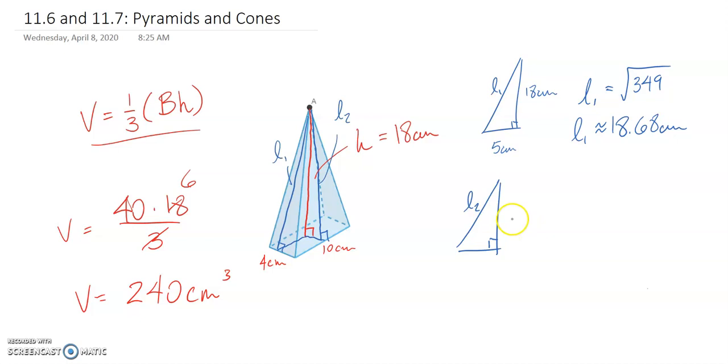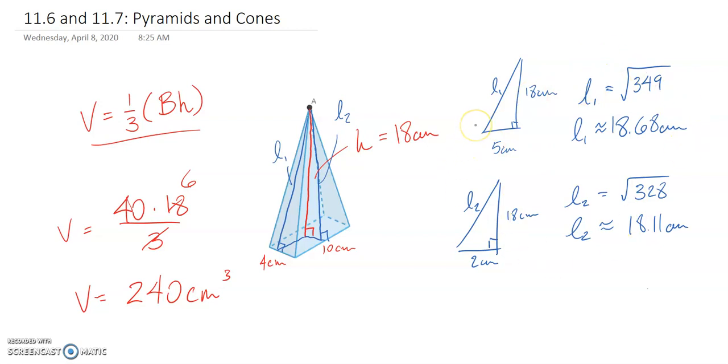With L2 as the hypotenuse, the height is still the 18 centimeters, but this time the base is going to be 2 centimeters. So this time for L2, again I'm using the Pythagorean theorem, 2 squared plus 18 squared is going to give me 328, so L2 is equal to the square root of 328, which again I'll approximate to about 18.11 centimeters.